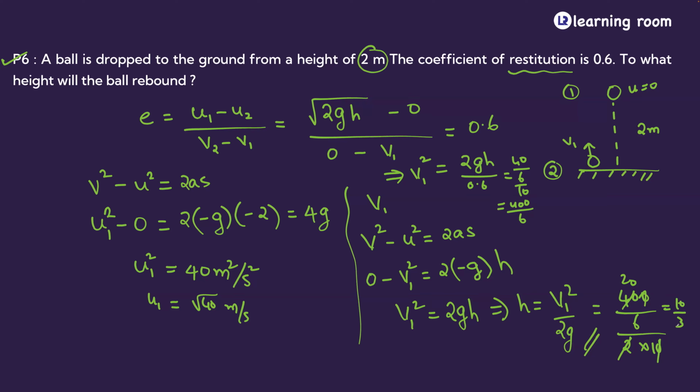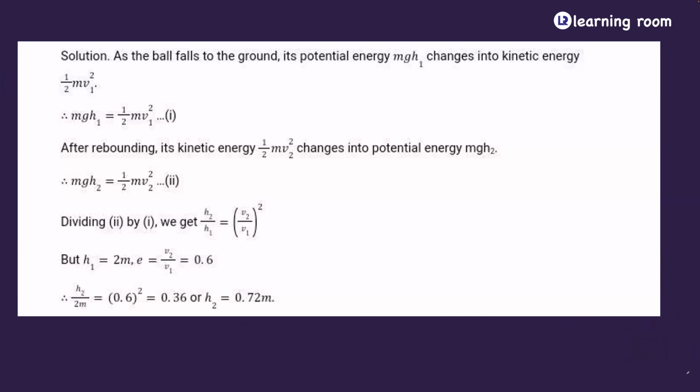Or 0.6 square, then it will be 36 by 100. So it will be 36. So when it is 36, it is going to be 10 divided by 18, or it is going to be 5 by 9. Actually, it should be less than 2. It will be 5 by 9 meter. Did you understand? So it will be 5 by 9 meter.